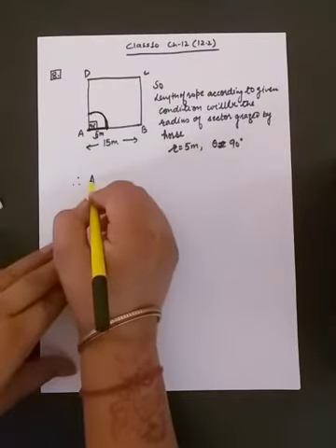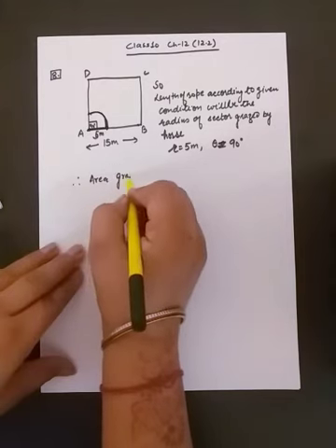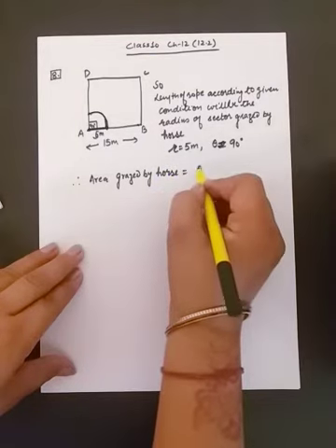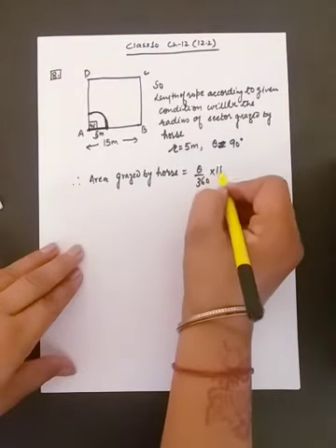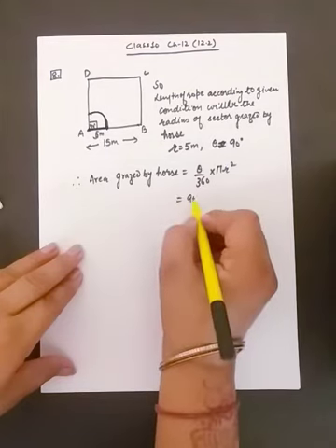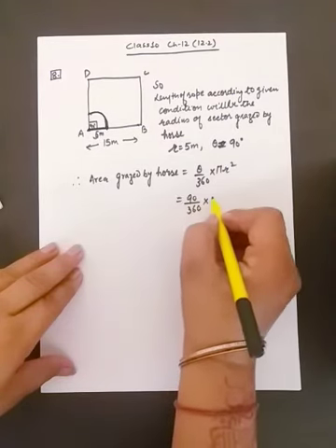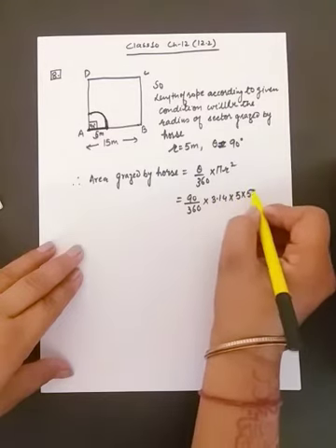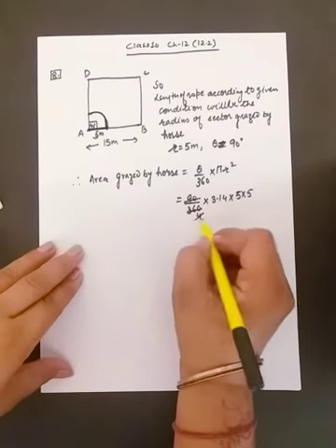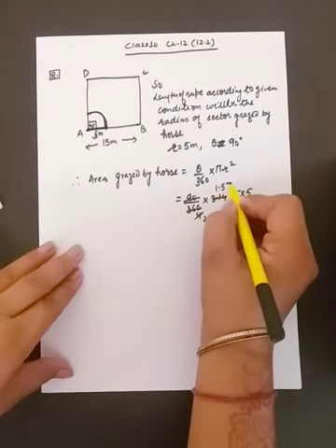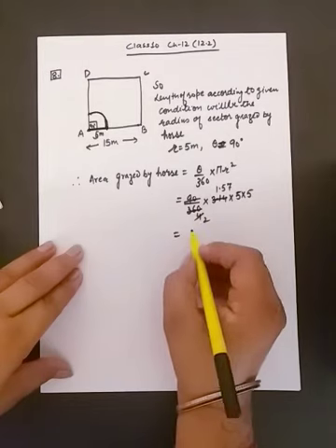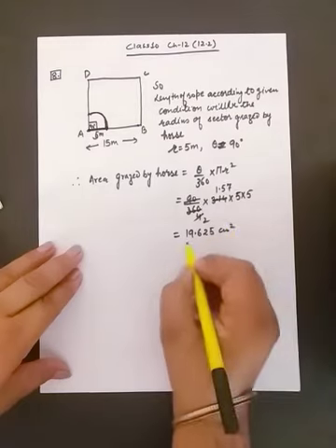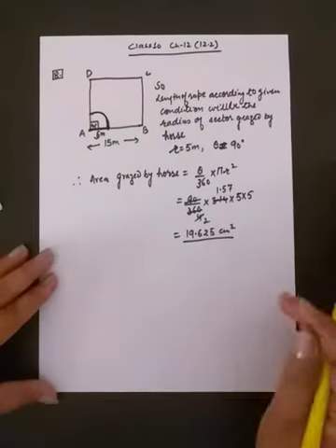So therefore area grazed by horse will be theta upon 360 into pi r square. Theta is 90 and value of pi is 3.14. Radius is 5 into 5. Now we have to solve it, and we will get 19.625 meter square. So this is the area grazed by the horse.